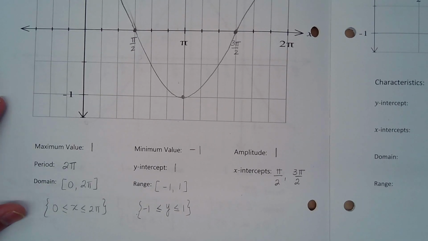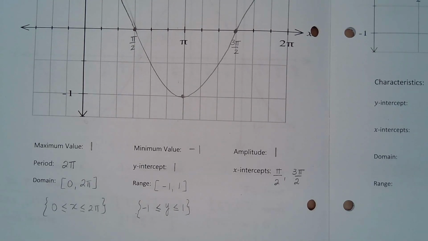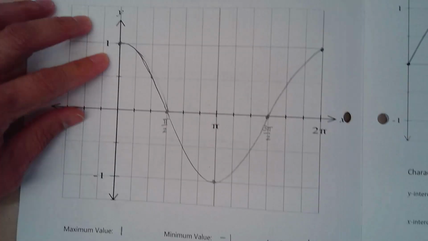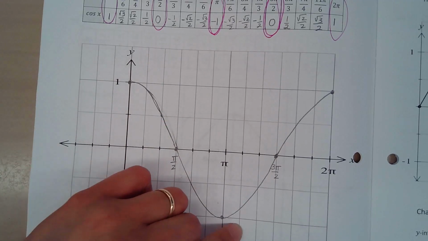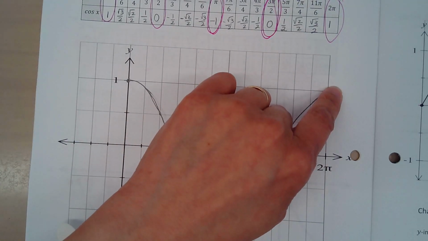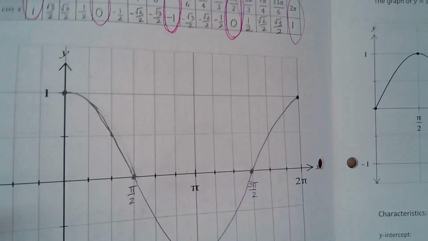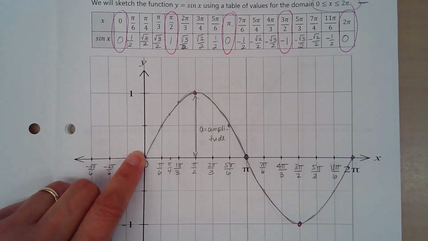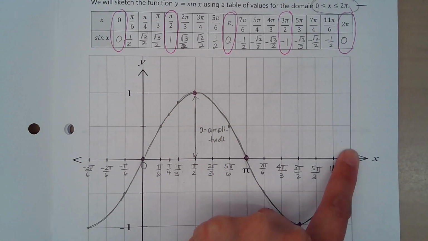Okay, how do you feel about that one? Now can you see the difference between the two, the sine and the cosine? The cosine starts at maximum, goes to minimum, then to maximum again, right? And sine starts at 0, maximum, minimum, 0.